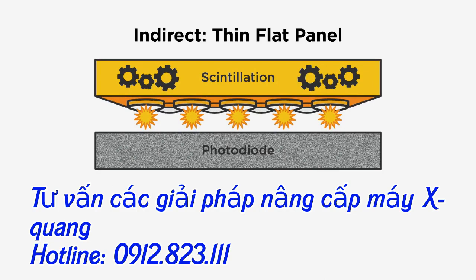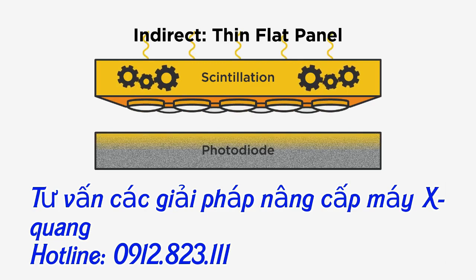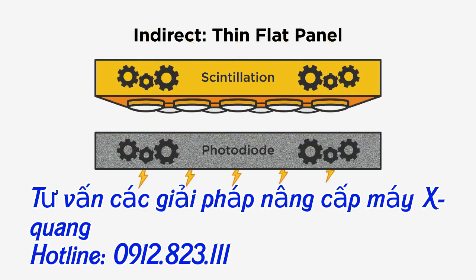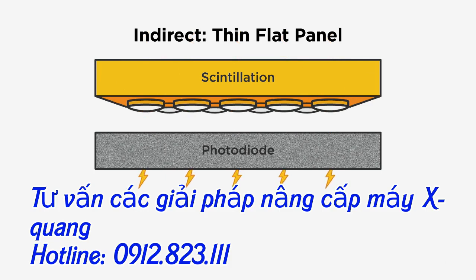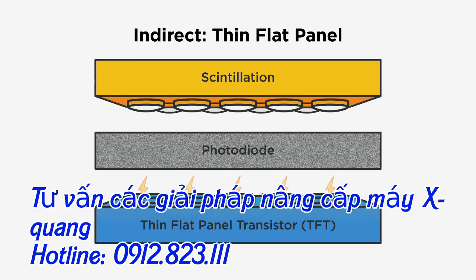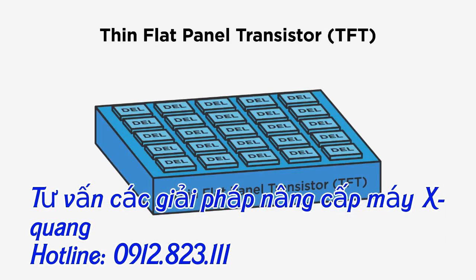The photodiode layer is comprised of a semiconducting material known as amorphous silicon. The photodiode layer works by converting the incoming light photons from the scintillation layer into electric charge. The electric signal, or electrons, produced by the photodiode layer are then transferred to the thin film transistor or TFT layer. The TFT layer is comprised of an array or matrix of very small detector elements, or DELs for short.